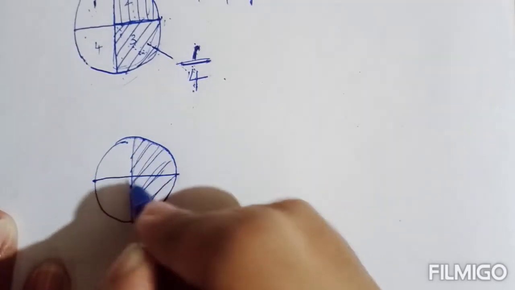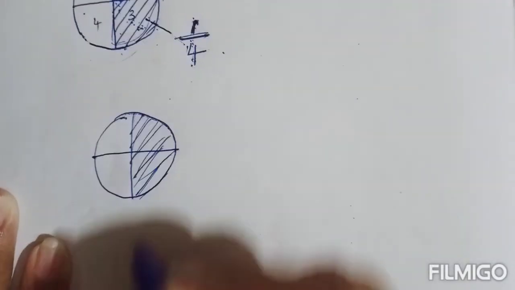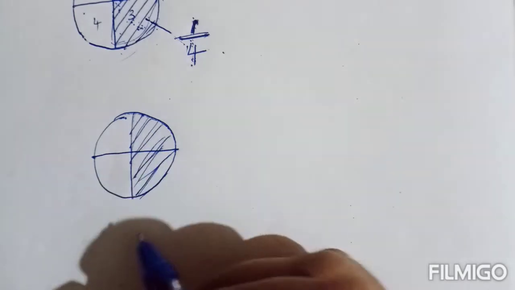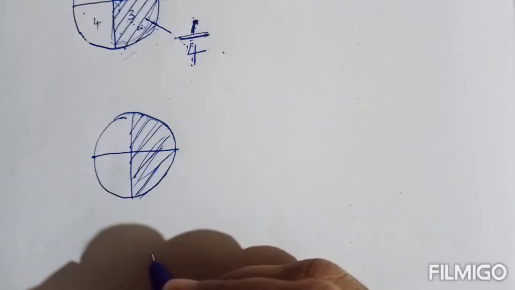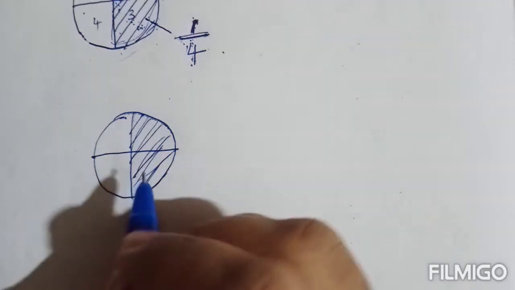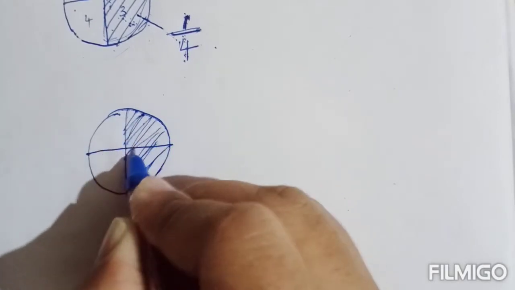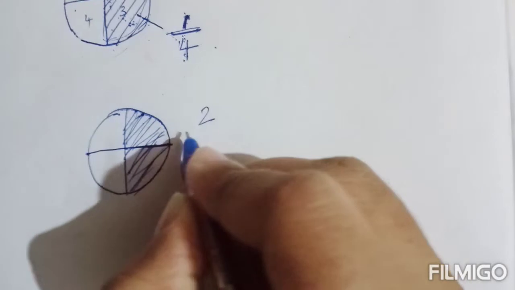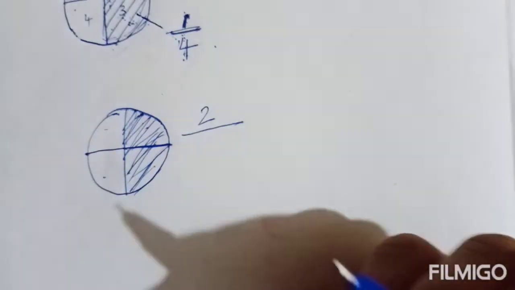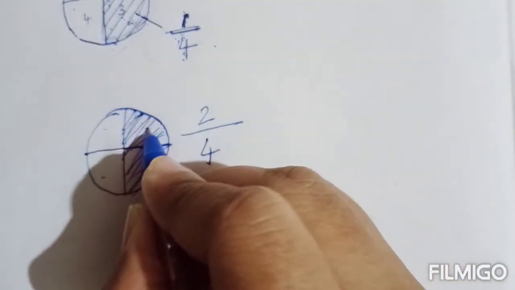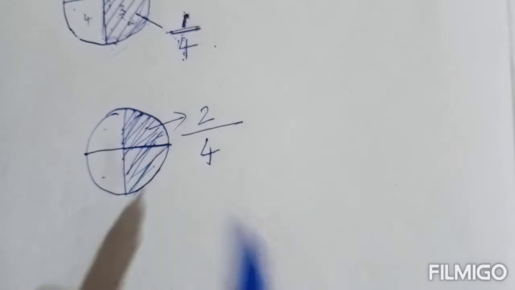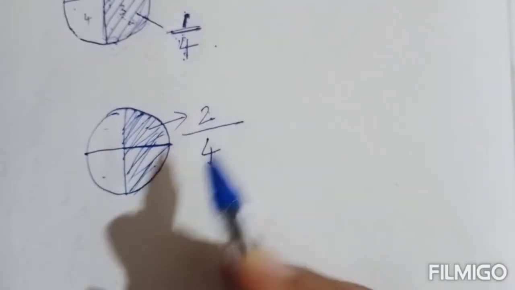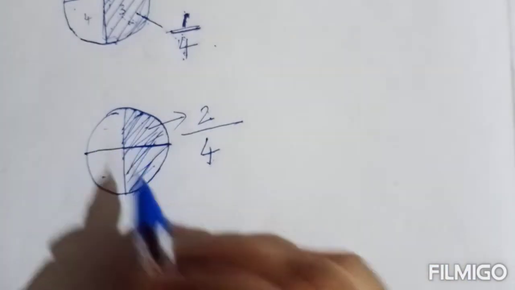This is the shaded portion. Okay, we have to represent this part, the shaded part, using a fraction or fractional number. So we know that 2 parts are shaded here. 2 parts are shaded. So 2 out of the total, how many parts are there? It is 4. So the shaded part you can represent using the fractional number 2 by 4. Okay, 2 by 4th of this circle is shaded.